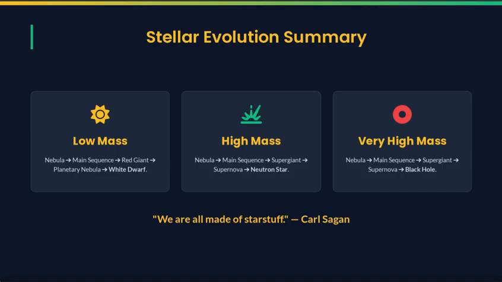Okay, so a summary of everything: at low mass, the sequence goes from nebula, main sequence, red giant, planetary nebula, and then white dwarf. If it has high mass, it goes from nebula, main sequence, supergiant, supernova, then neutron star. If it has a very high mass, it goes from nebula, main sequence, supergiant, supernova, then black hole. And a pretty cool quote is, "We are all made of star stuff," by Carl Sagan.